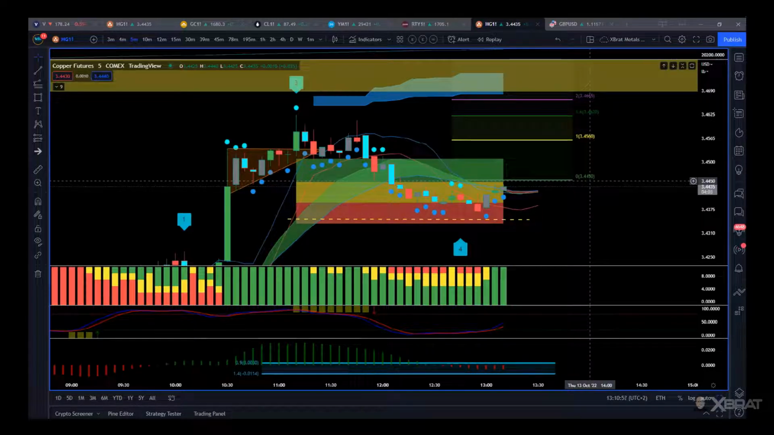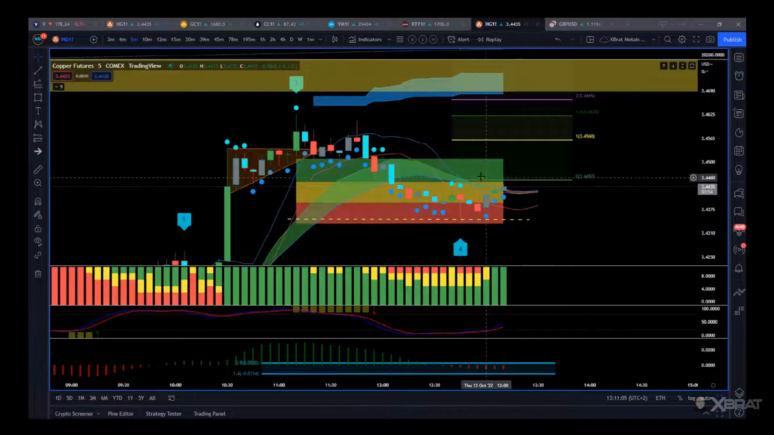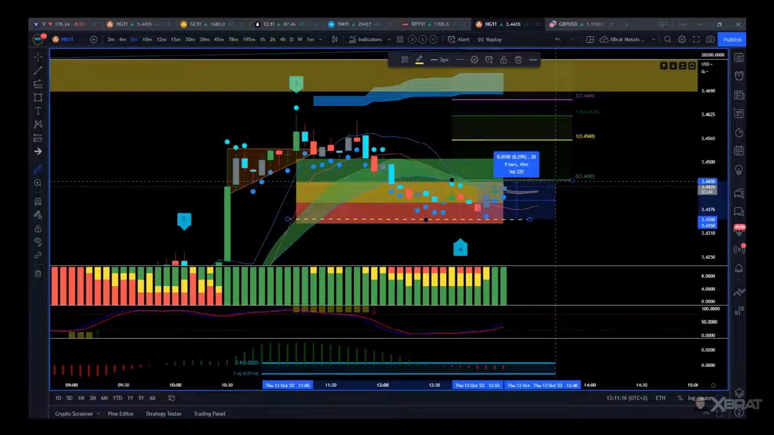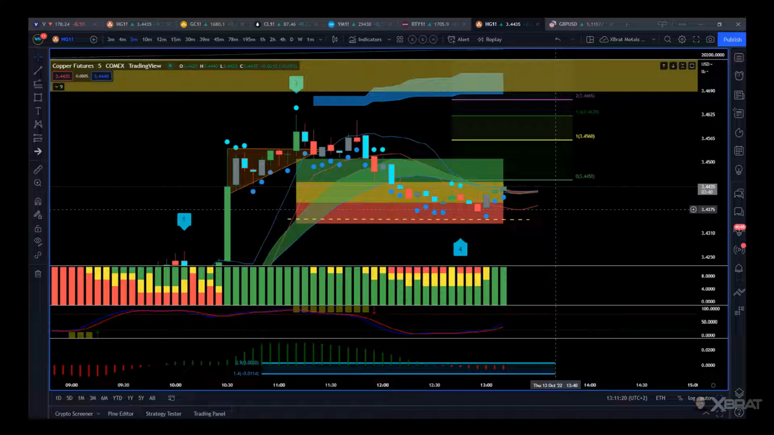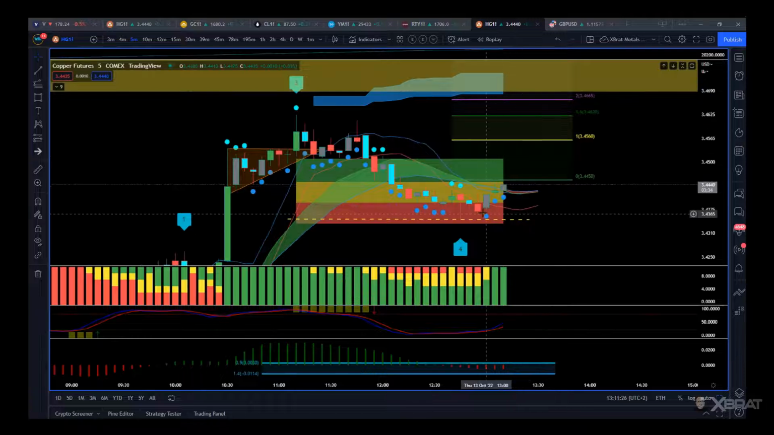3.4450. I want to keep it nice and tight with the risk. So the stop is at 34350, just beneath this wave 4. So let me have a look at this. We've got a risk of 20 ticks for a potential 40 plus tick move. So that's fantastic. We've got a great risk reward.